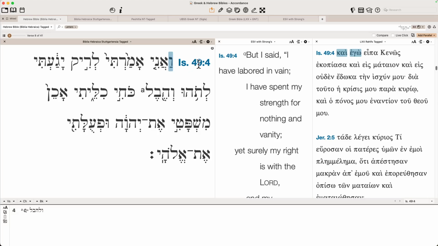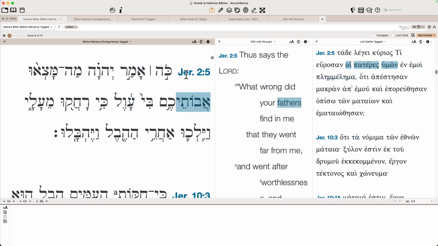Isaiah 49:4. Let's see where it is. It's here. I have labored in vain. I have spent my strength for tohu. Now that's interesting because that's one of the words in Genesis 1, tohu vabohu, without form and void. I've spent my strength for nothing, and hebel, and so it's being translated vanity there.